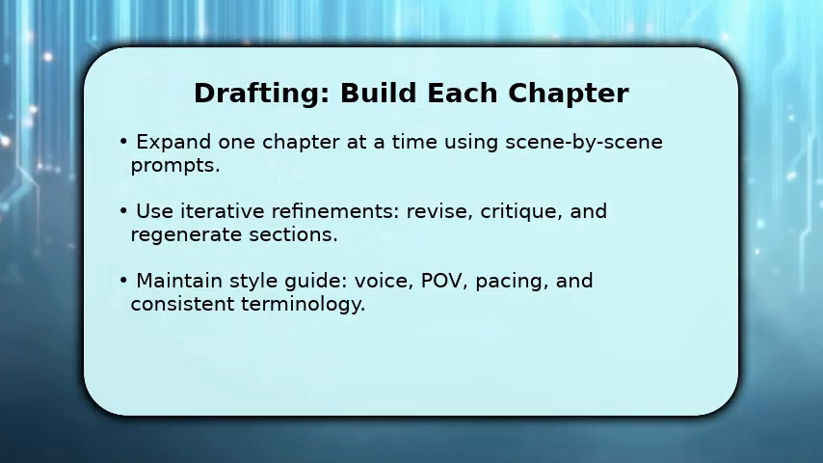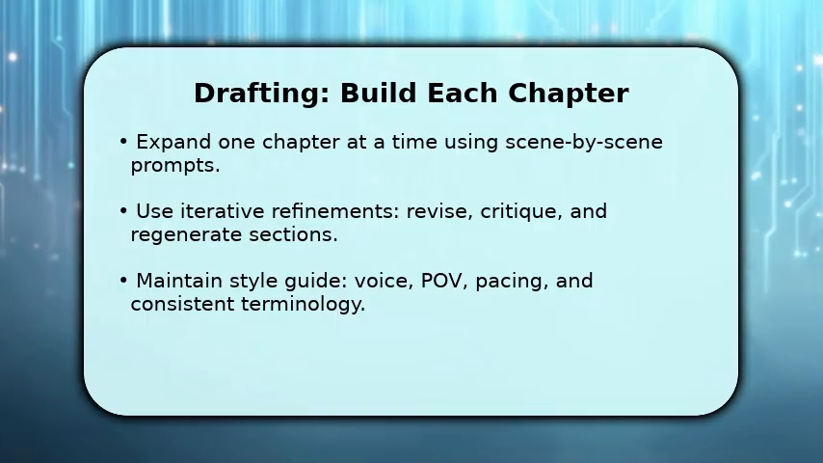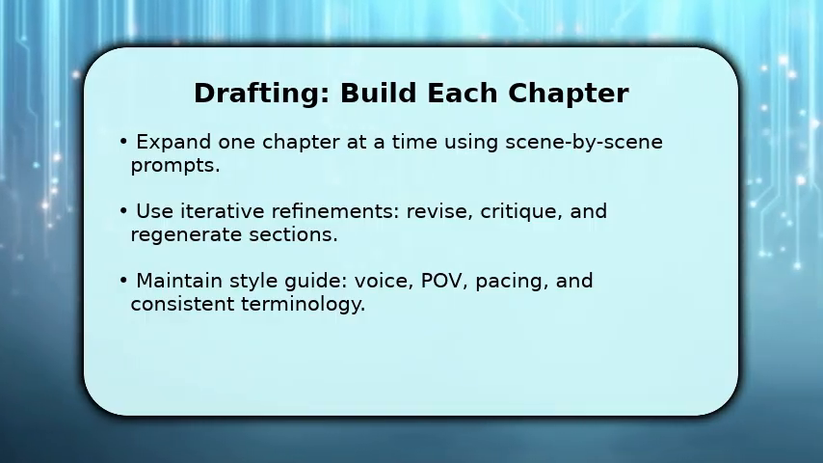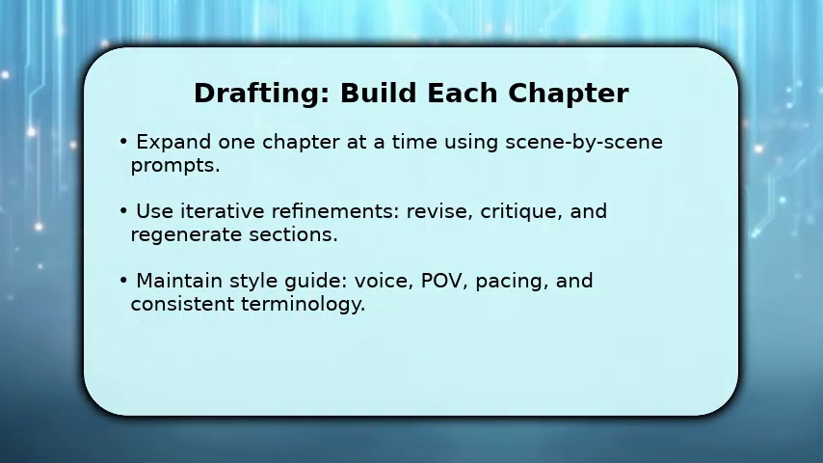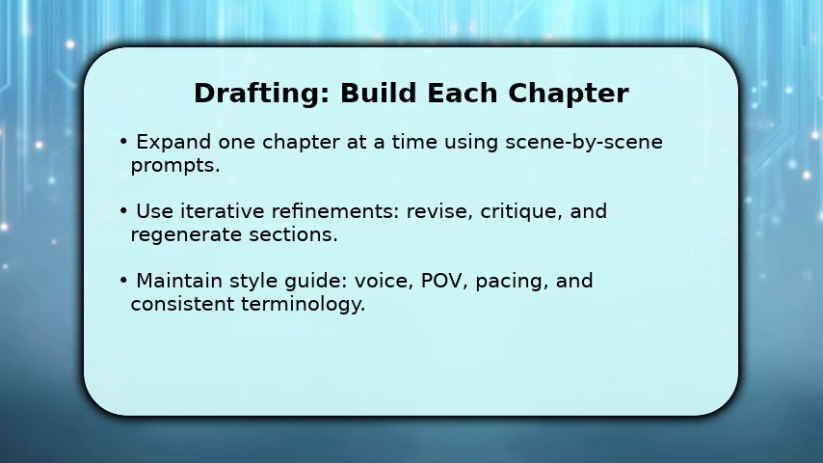Make sure to alternate creative generation with targeted editing and fact-checking. This loop, generate, critique, refine, scales your draft while preserving narrative coherence and pacing across the middle of the book.